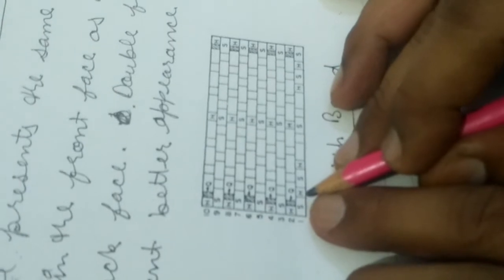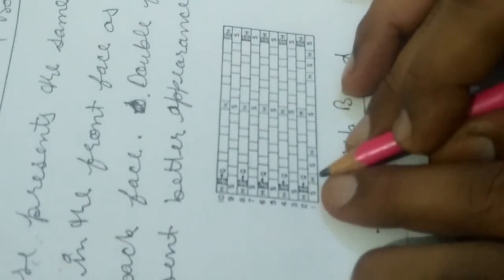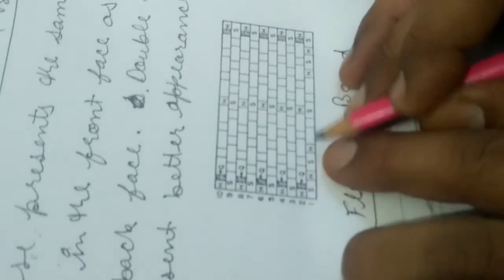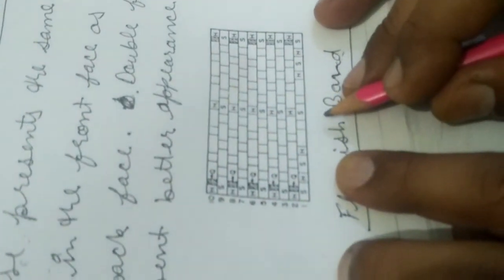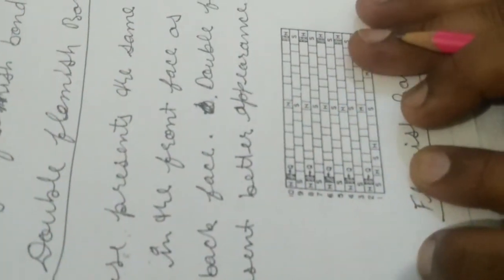Header, after the first header place queen closure, then stretcher, then header, then stretcher. This is the arrangement of bricks. This type of arrangement of bricks is called double Flemish bond.